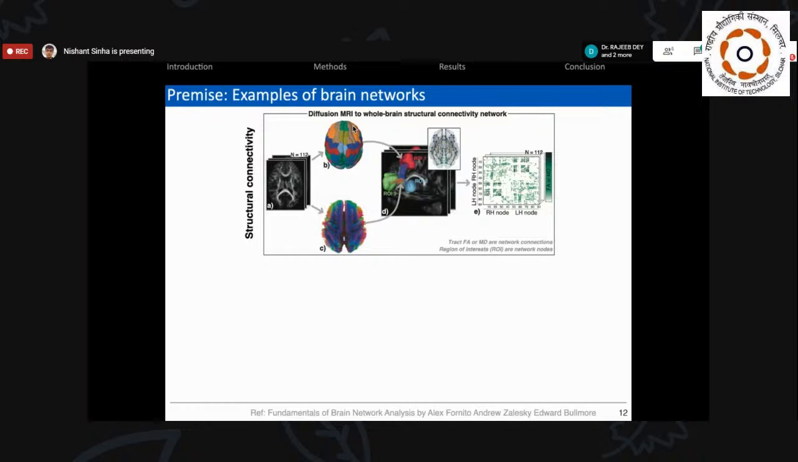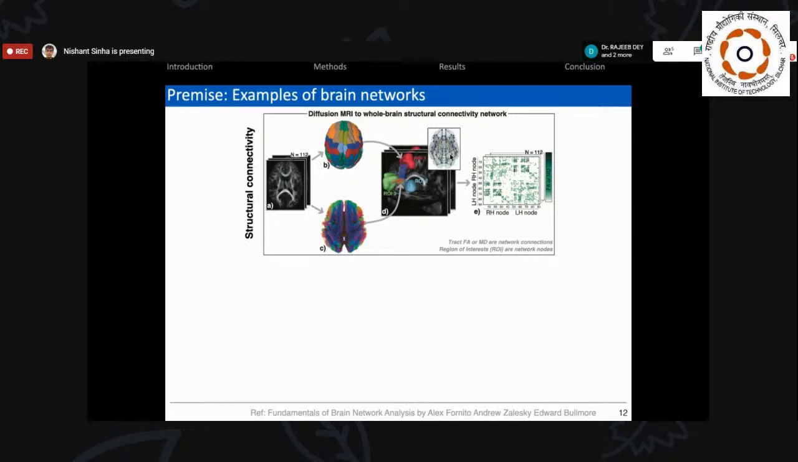From the structural imaging, T1 weighted imaging, we can subdivide the brain gray matter into different regions of interest, which are essentially small pieces of the brain based on cytoarchitecture or based on some gyral or circle information. And then we can overlay these two to identify how these different brain areas are connected. Now, these different brain areas become nodes in the network, and how they are connected forms the edges. And now this can be represented in the form of a network, as shown here in this figure.